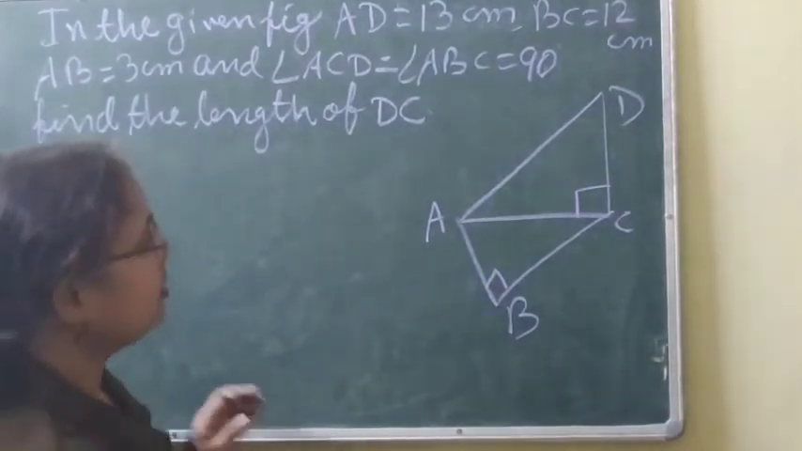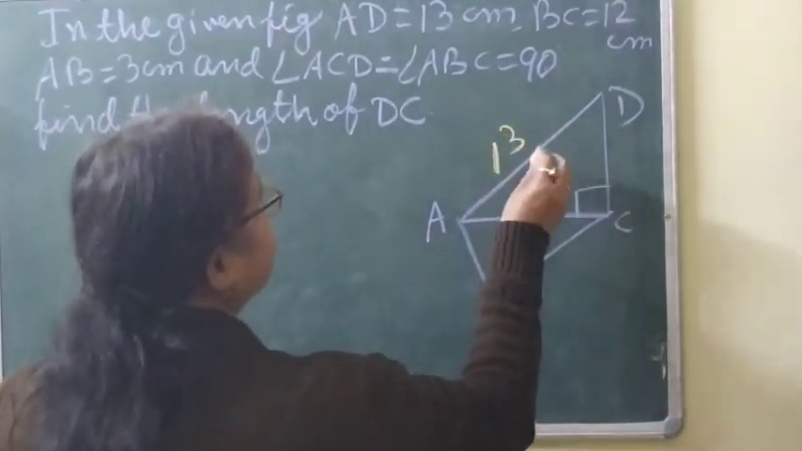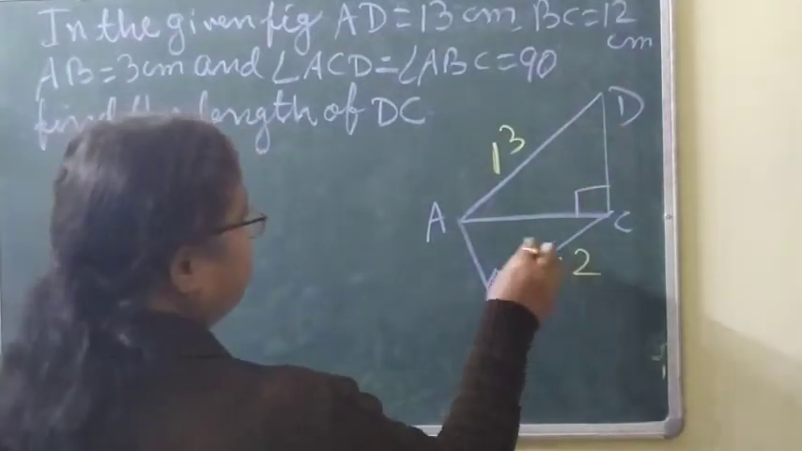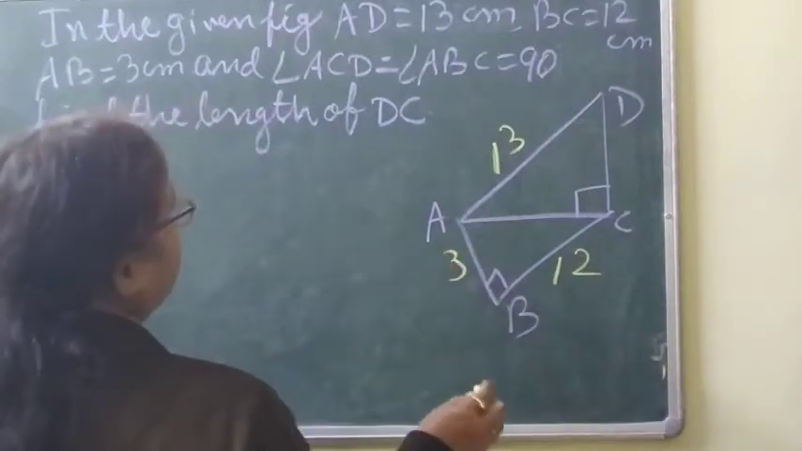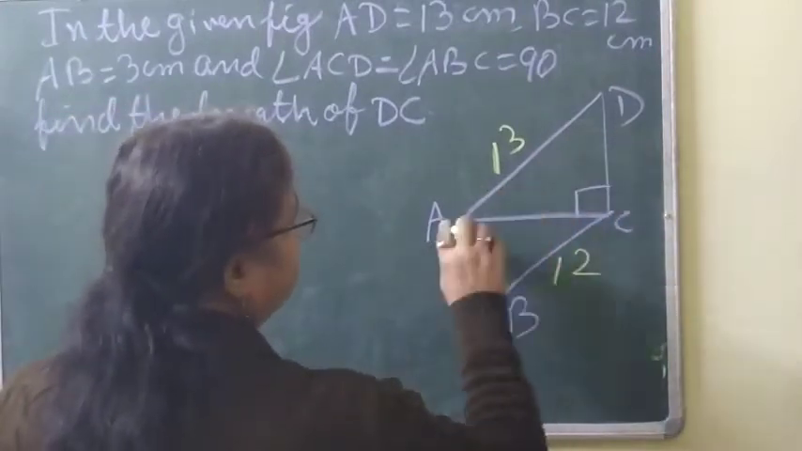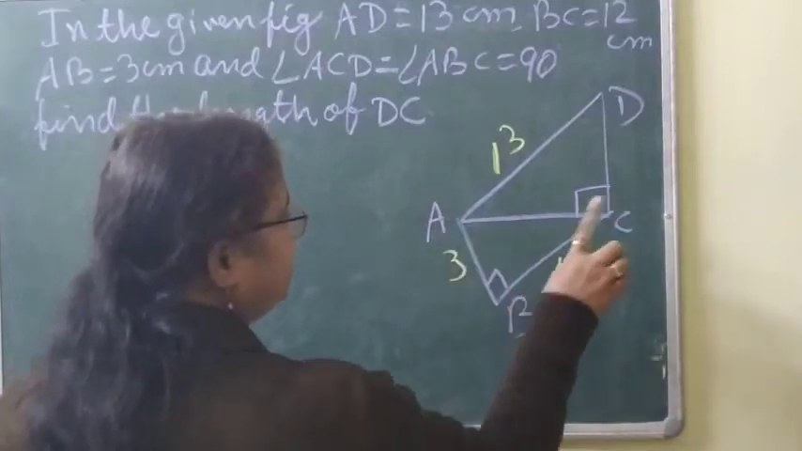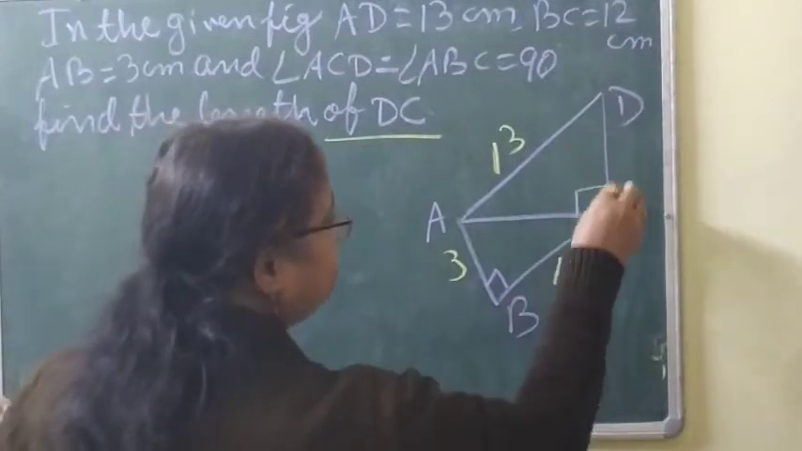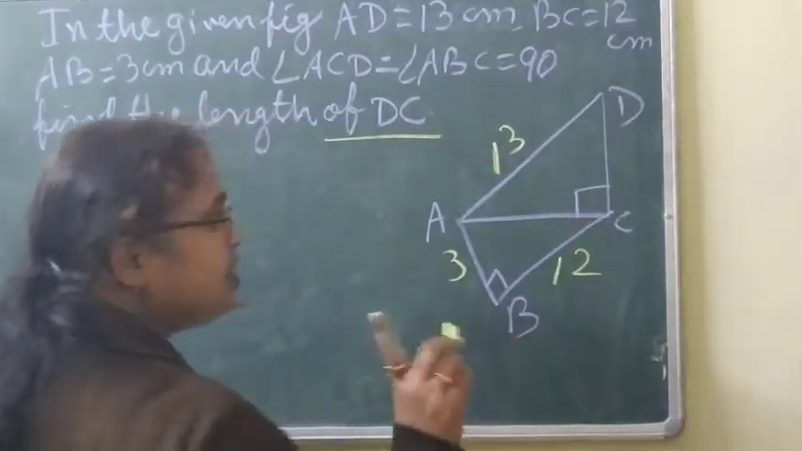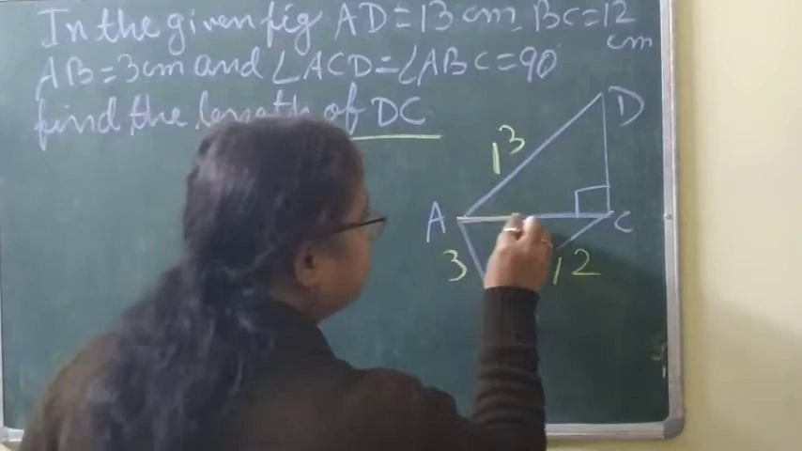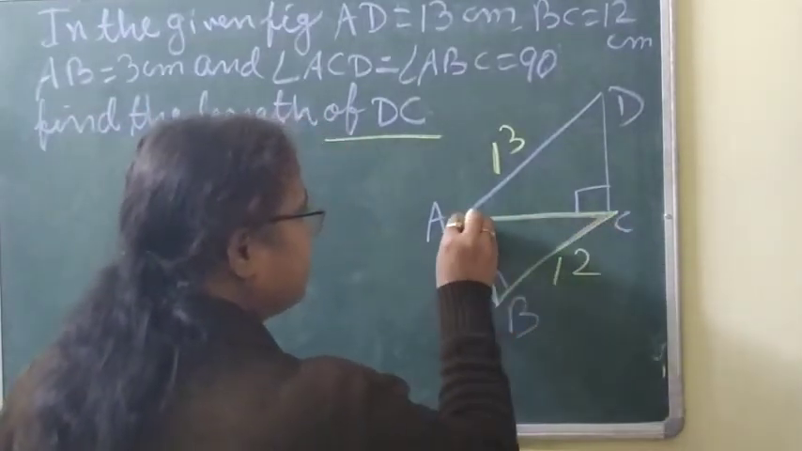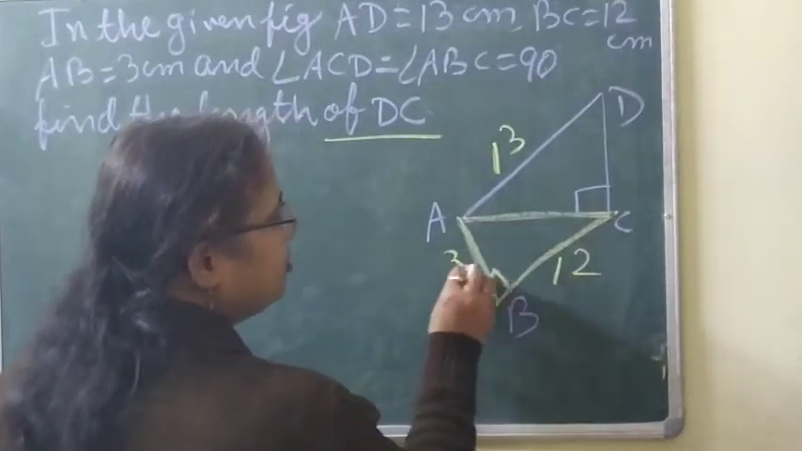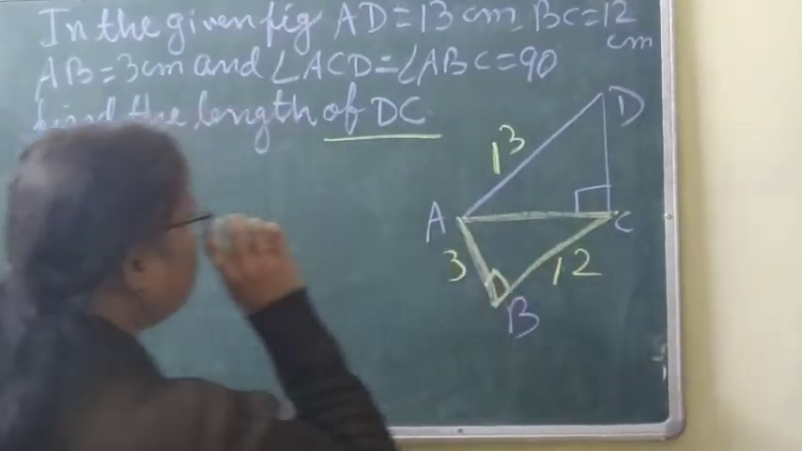So right here, AD is 13 centimeter. BC is 12 centimeter. AB is 3 centimeter. And angle ACD and this angle ABC are 90 degree. You have to find out the length of DC. So which triangle we will take first? First we will take this triangle. Because in this triangle, 3 sides are here, and out of 3 sides, 2 sides are given. So it is easy to find out the third side.